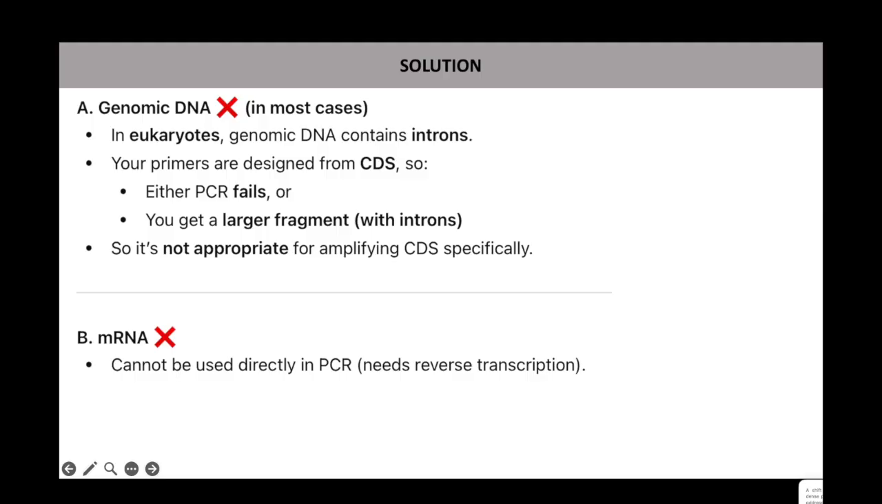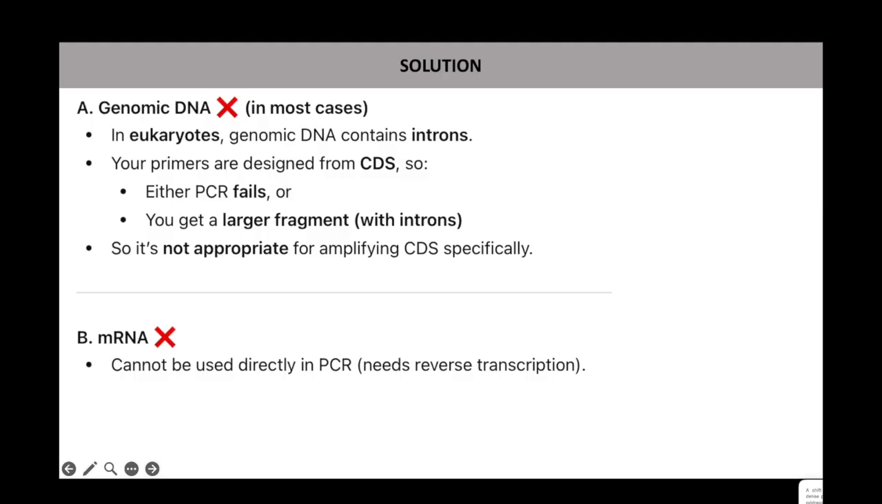So in this case, from eukaryotes, the genomic DNA will contain introns, and if the primers are designed from CDS, it will either cause PCR failure or the fragment size will be larger. As I was telling, the PCR size will be much more than the expected size. So it is not appropriate to amplify CDS using genomic DNA.